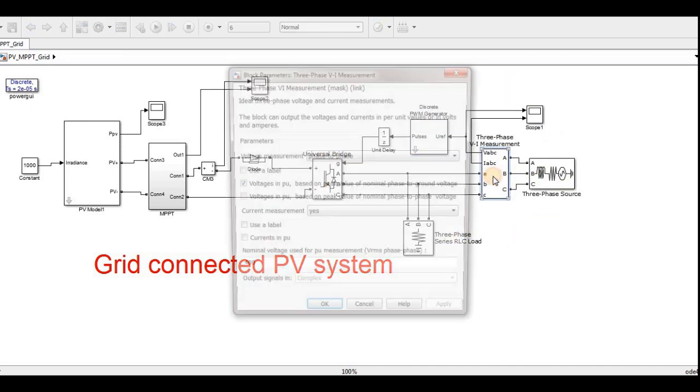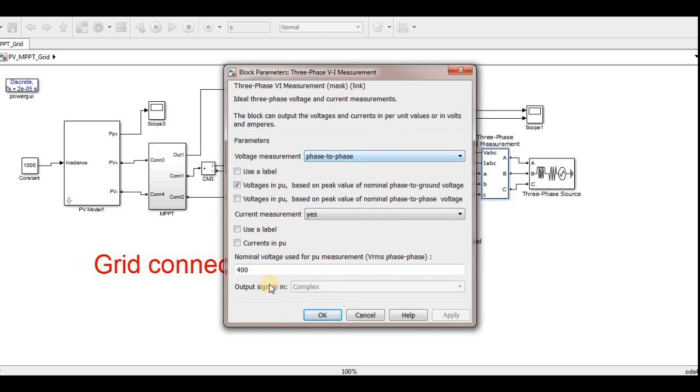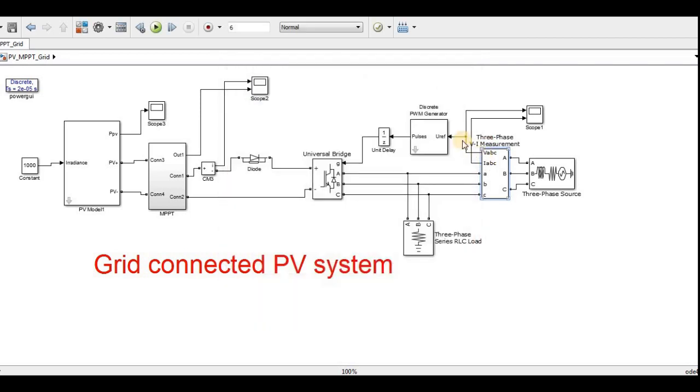The same voltage measurement I took, phase to phase RMS, a phase to phase voltage measurement, and my nominal RMS voltage is 400, which is the same as my grid voltage. I took voltages in per unit because per unit voltages are required to generate the pulses. So this voltage I consider as the input reference voltage to the PWM generator.